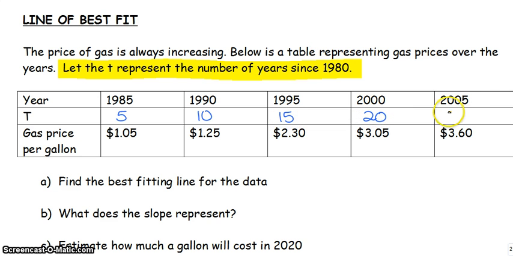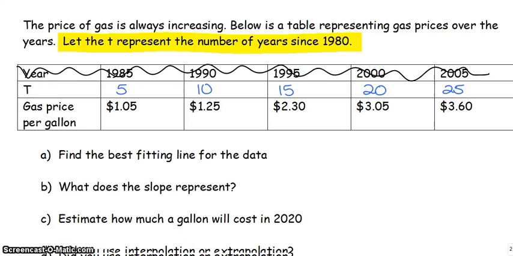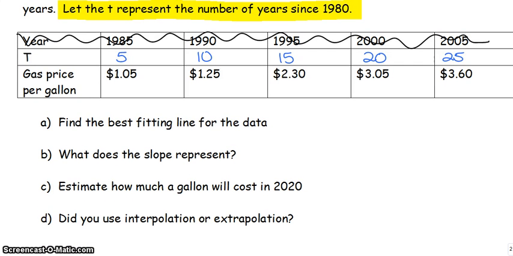20 years later, 25 years later. So we're no longer going to be looking at the corresponding year. We're looking at our T value and our gas price per gallon. So make sure that on your quiz you're paying attention to see if I'm defining your x variable or your t variable, whatever your independent variable is, in a special way. If I am defining it in a special way, you have to adjust for that.